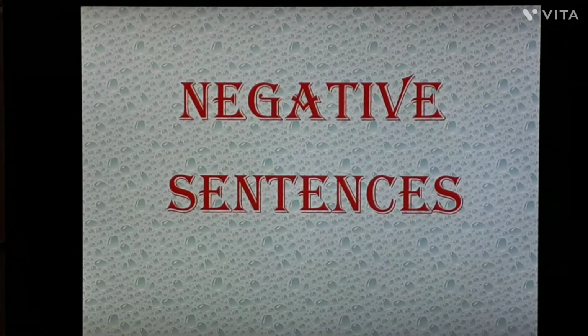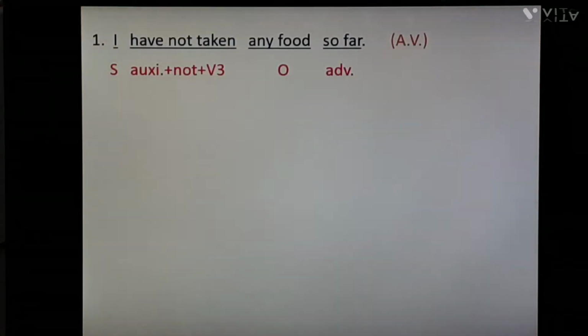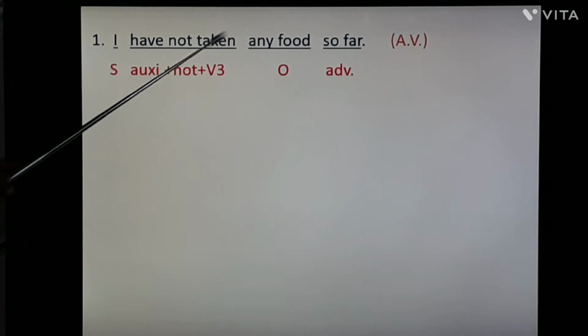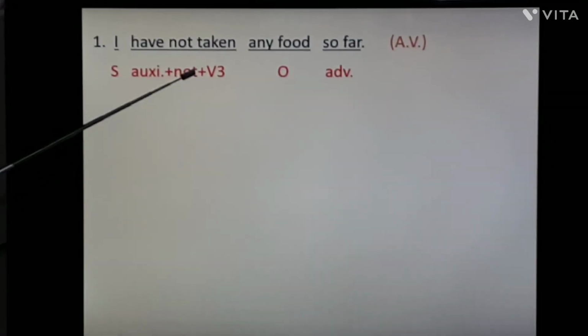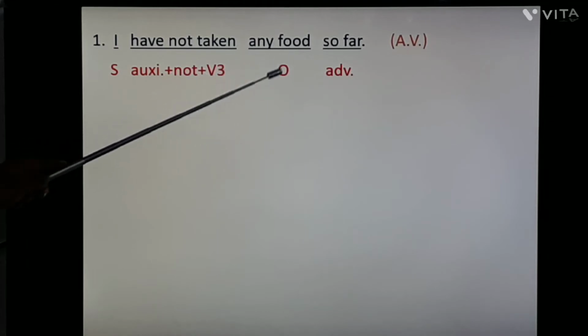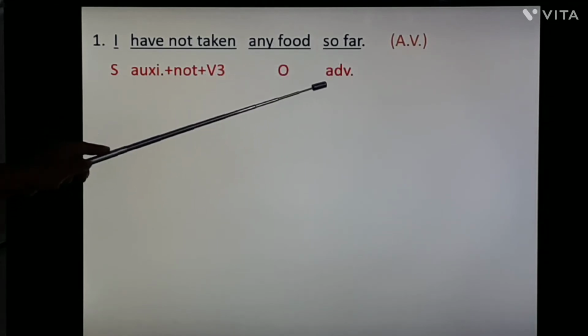Let's see active passive voice in negative sentences. First, I have not taken any food so far. So this is active voice. How can you say this? Because here been is not given plus by is also not given. Okay, we are framing negative sentence. So here not is given. I, subject, have auxiliary verb, then not is given, then taken, that is V3 form, then any food, that is an object, and so far, that is an adverb.